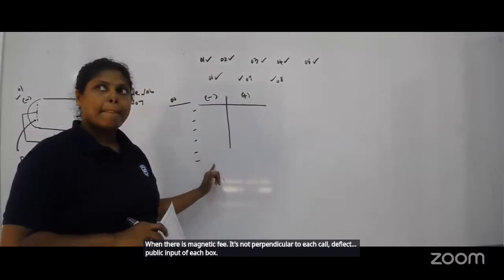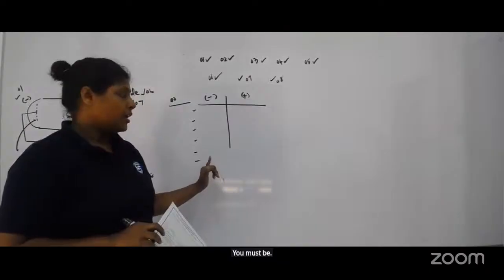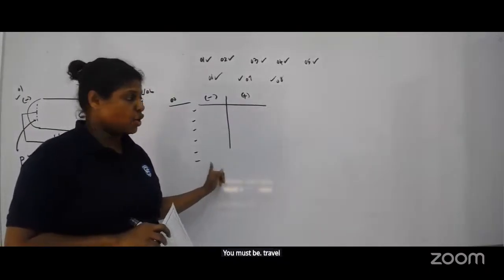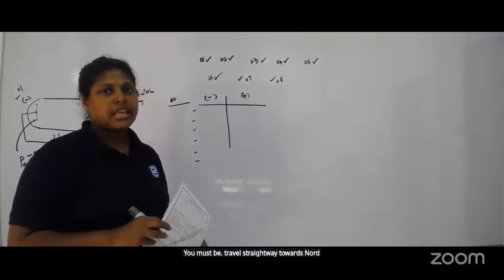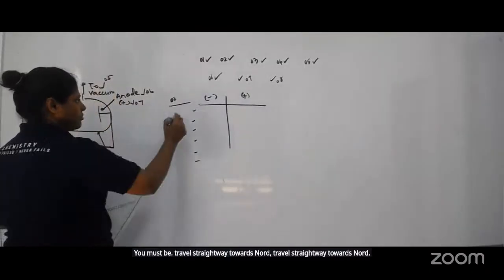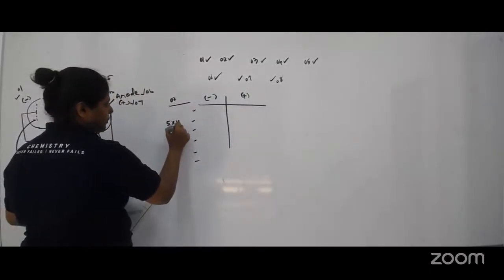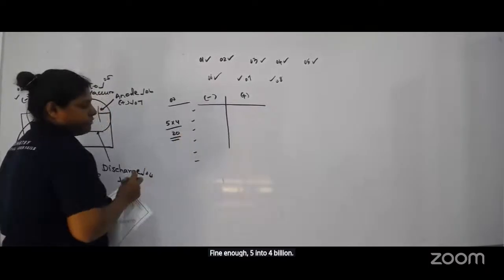Enough, eh? Cathode rays travel straight towards the anode. 5 points are enough, 5 into 4, 12.